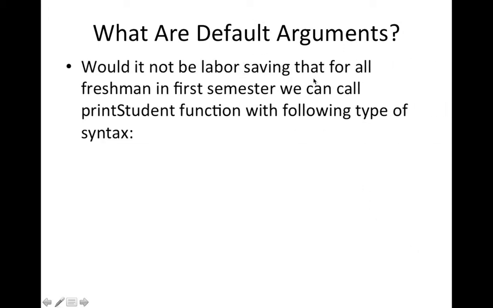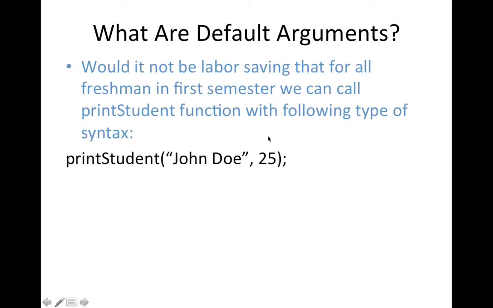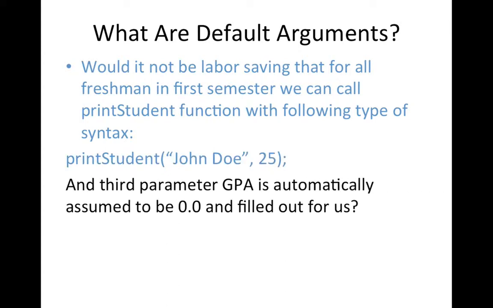Would it not be labor saving that for all the freshmen in the first semester we can call the print student function with the following type of syntax? Well, since GPA is going to be 0 for all of them, can we use just this? Name and the age only, and just leave out the GPA because for all of them it's the same value. So can the third parameter GPA be automatically assumed to be 0.0, and can it be filled out for us automatically?